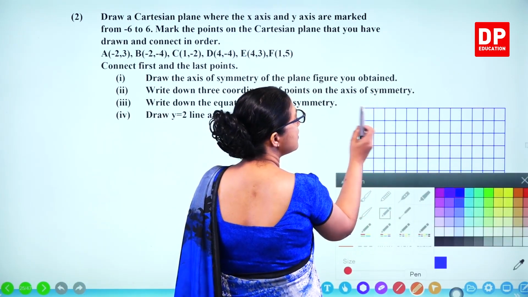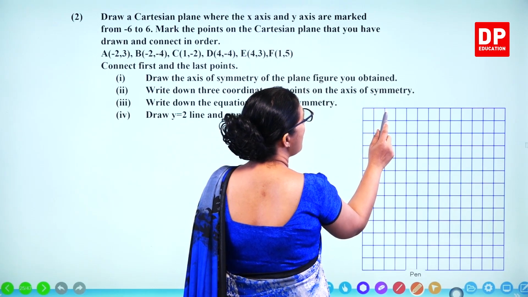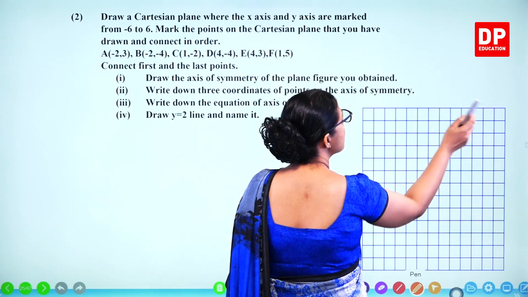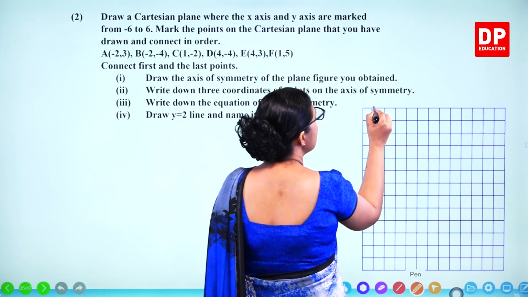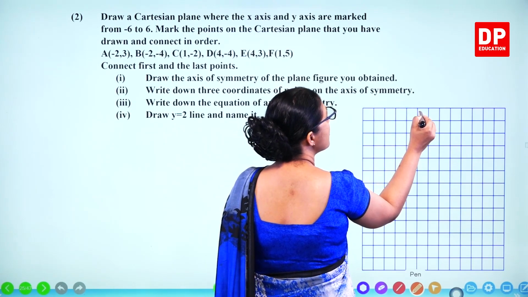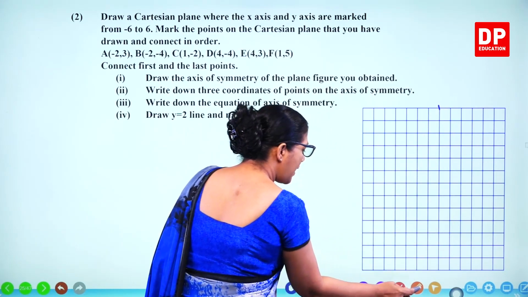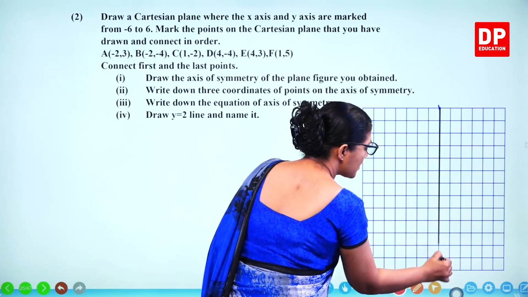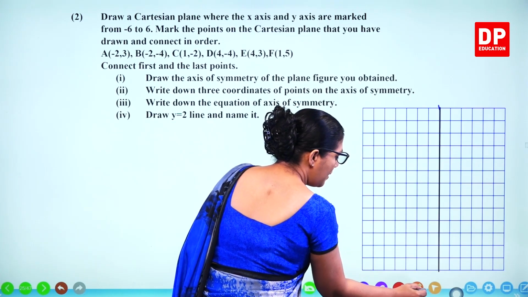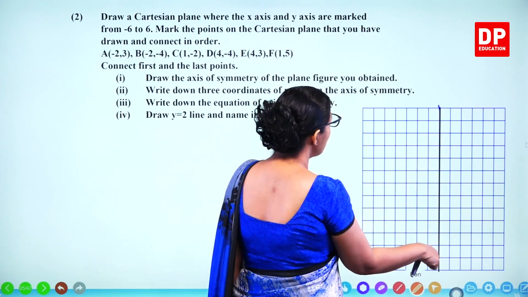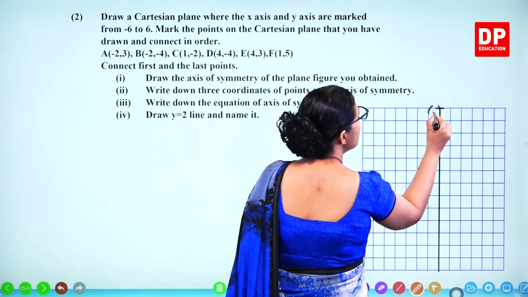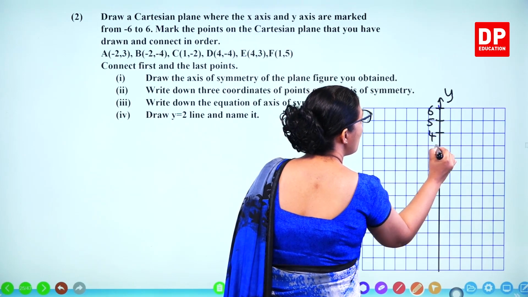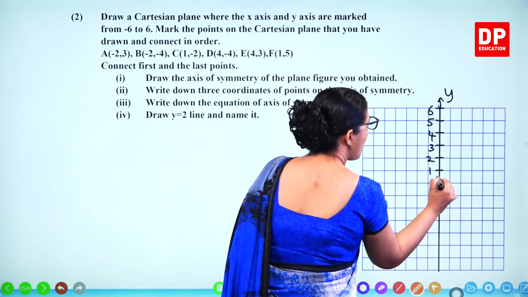First you can take this one, -6, -5, -4, -3, -2, -1, 0, 1, 2, 3, 4, 5, 6. So we can take here -6, -5, -4, -3, -2, -1, 0. So this is the y-axis. Draw the y-axis first and then label. Here also -6. So we'll start from here, 6. This is y. 6, 5, 4, 3, 2, 1.